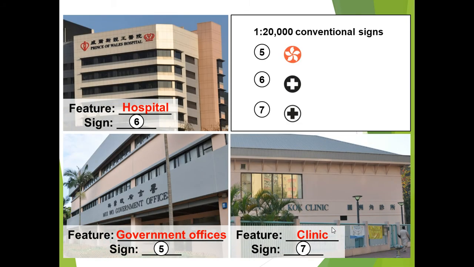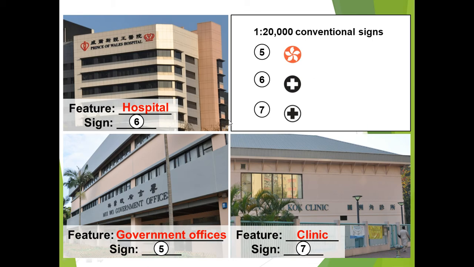And here are a few more examples. Right here you can see number 5, the symbol of Hong Kong, our regional emblem. What kind of building will be represented by this sign? That must be something related to the government. So it's the symbol for government offices.